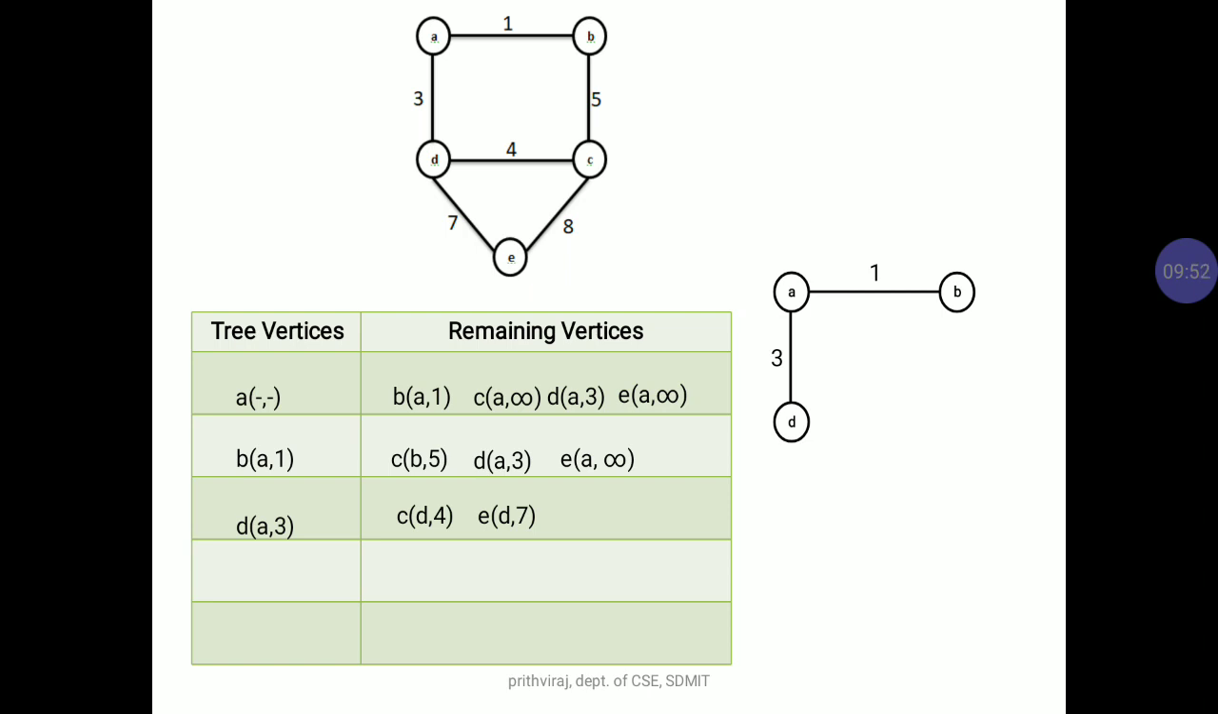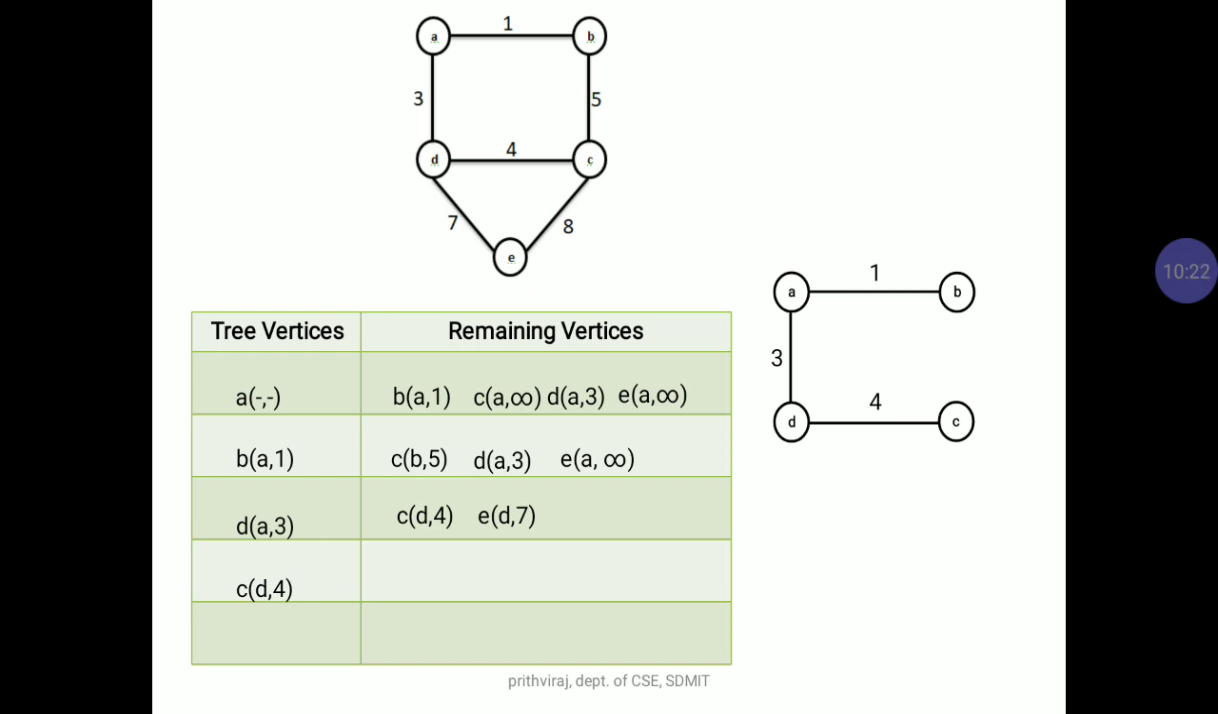Remaining all vertices are already over. Now comparing these with these two, C of D comma 4 is a minimum, because 4 is a minimum weight, then we can take this as a next vertex. So we have taken the edge from D to C with the weight 4. Okay. Now from C we have to identify the remaining vertices.